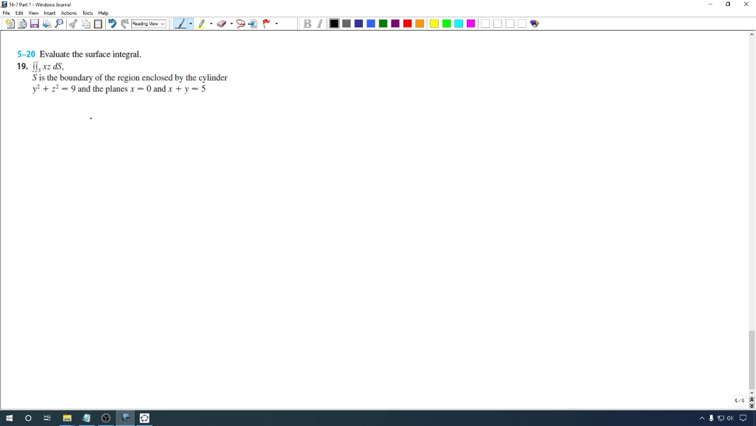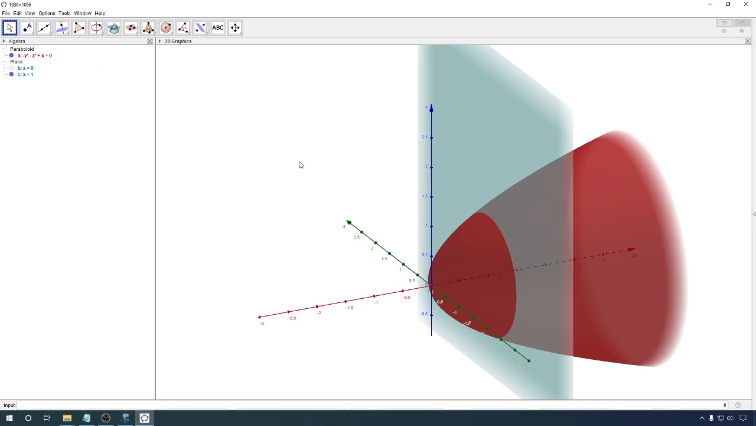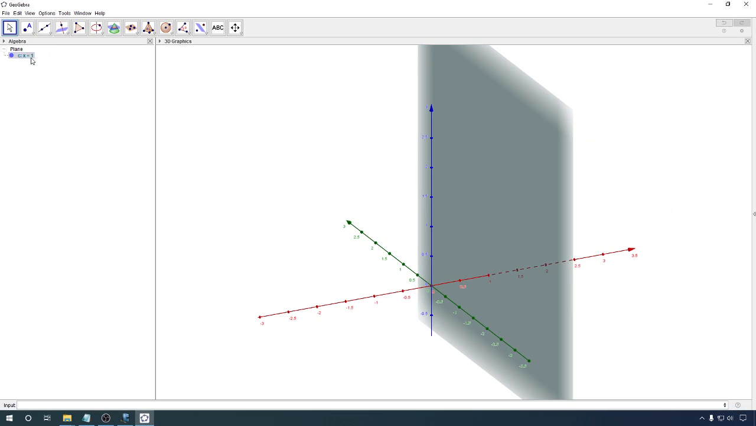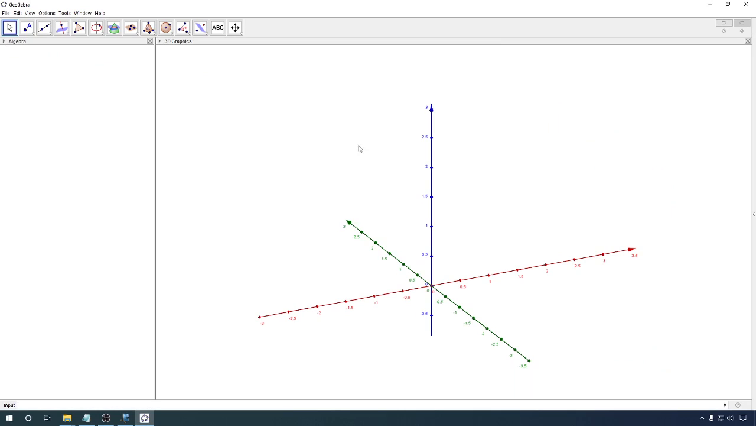Let's do one more example of these kind of surface integrals. We're going to look at the integral of xz over the surface where S is the boundary of the region enclosed by the cylinder y squared plus z squared equals 9, and the planes x equals 0 and x plus y equals 5. As you can probably tell, they've not really picked any complicated functions to integrate. The majority of these problems are really testing on whether or not we can set up the surface part of the surface integral. And in this particular problem, we need to deal with multiple pieces. So this will be actually a fairly complicated problem just because of that.